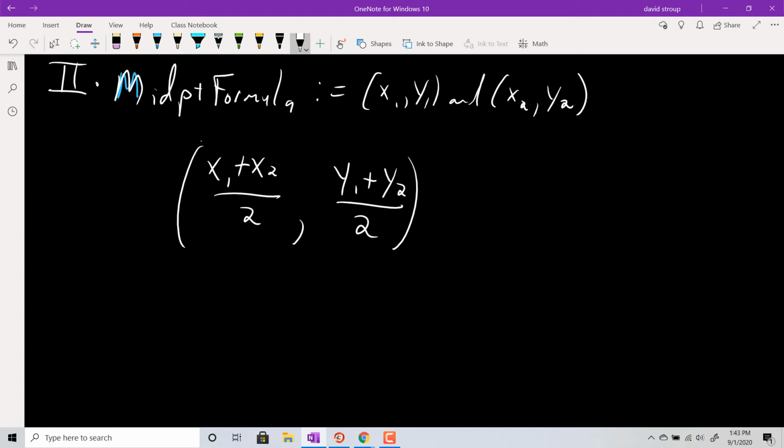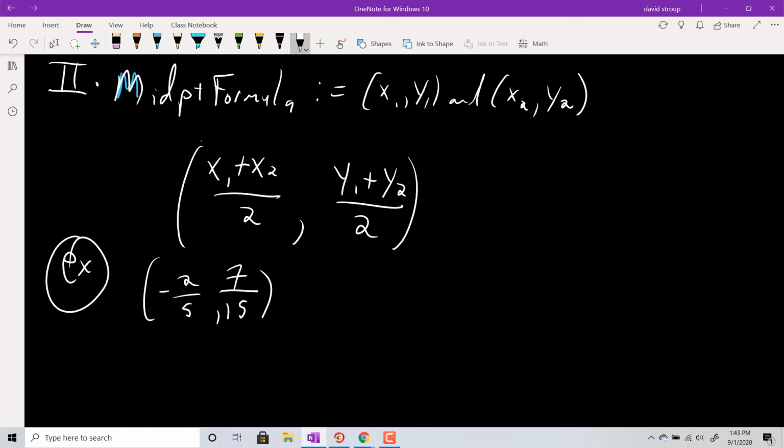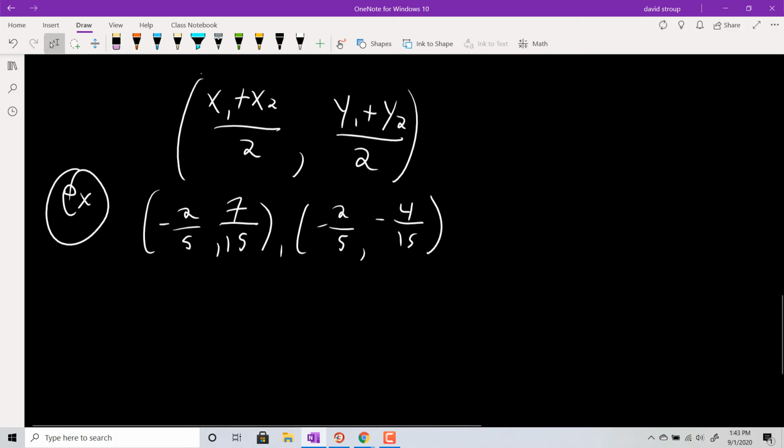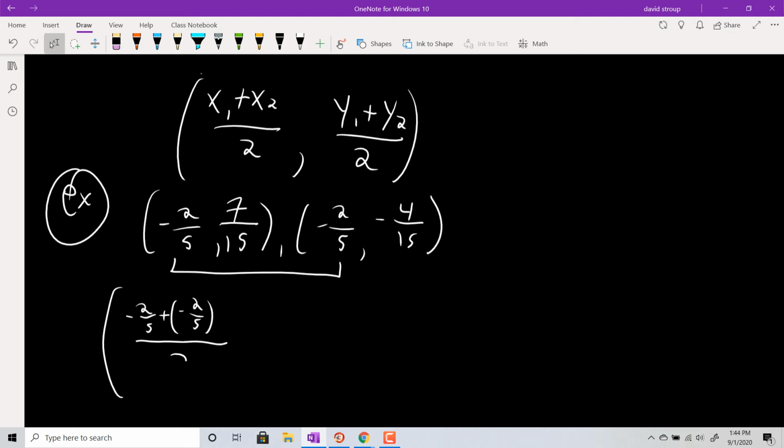Okay, let's look at one from homework. So again, they're going to be giving you weird fractions. They'll give you radicals, just anything to make your life more difficult. Okay. So we're substituting these numbers into the midpoint formula. So x2 plus x1 are those guys. So I have -2/5 plus -2/5 all over 2. And then we add these together. So that would be -4/15 plus 7/15 all over 2.